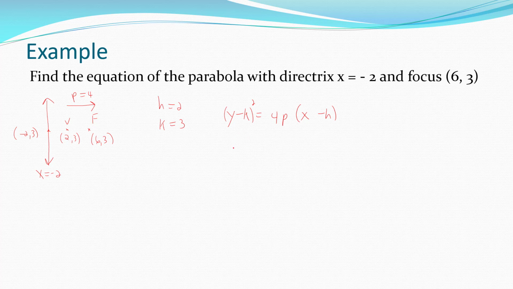I just plug in numbers now. So you have y minus 3 squared is equal to 4 times p, which is 4, times x minus h, which is 2. So you have y minus 3 squared is equal to 16 times x minus 2. That's the equation of that parabola.